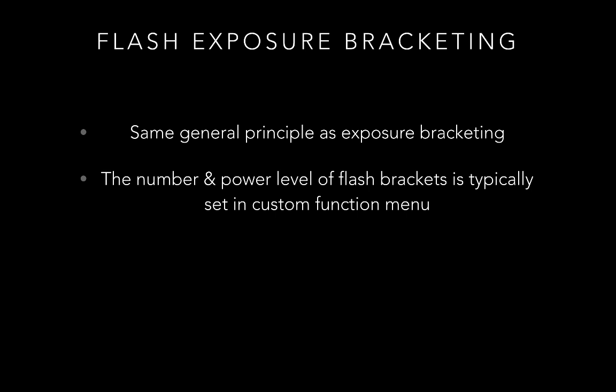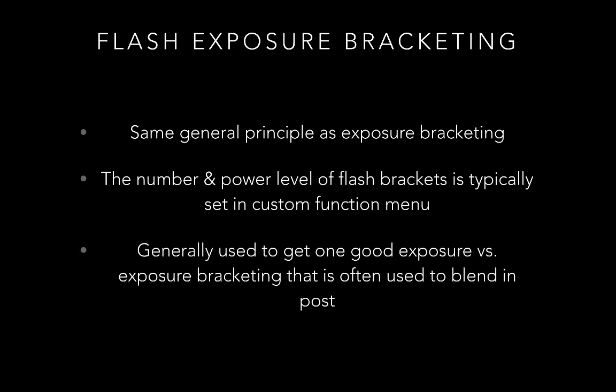So you'll take 3 shots in a row, pop, pop, pop, and for each one of those, the flash will put out a different output level as set in your custom function menu. It's generally used to get the one good exposure versus the exposure bracketing that's used to blend in post. HDR photographers take bracketed exposures and blend those in post to get an HDR image. Flash exposure bracketing is generally not used that way.